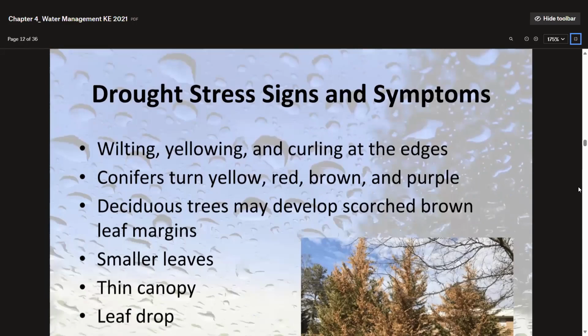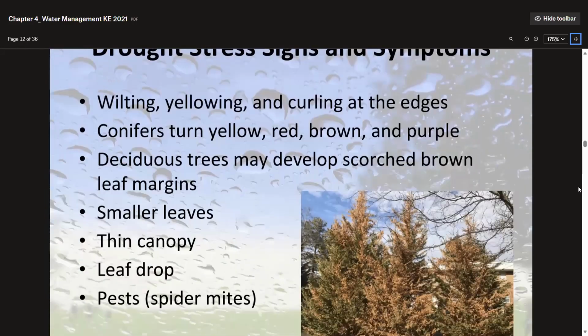What are the symptoms of drought stress? Well, you have wilting, yellowing of the leaves, and curling up of the leaf edge. Conifers turn yellow, red, brown, and purple, right? They stop being green, like it shows in this picture.